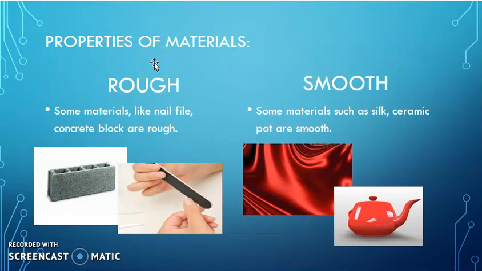Next, rough. So these two materials here are examples of materials that are rough. So we have here a nail file and a concrete block. So these two are examples of rough materials. And on this side are smooth materials. Some materials such as silk and a ceramic pot are smooth, as you can see.